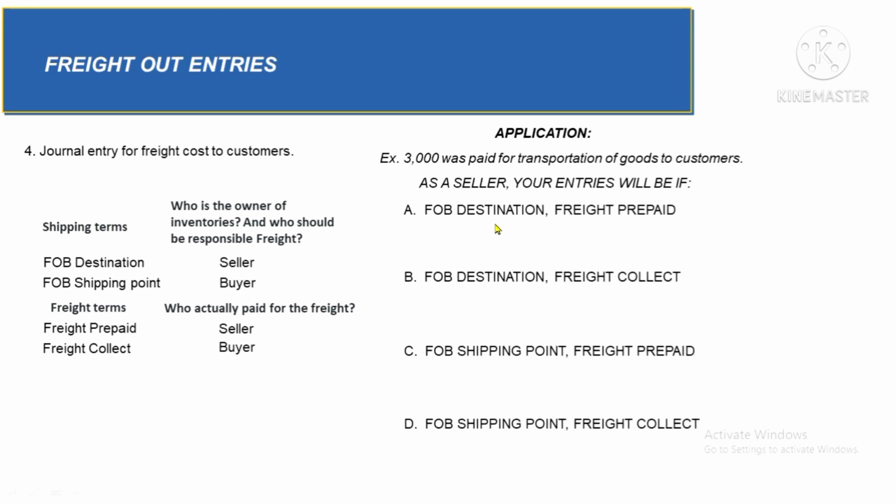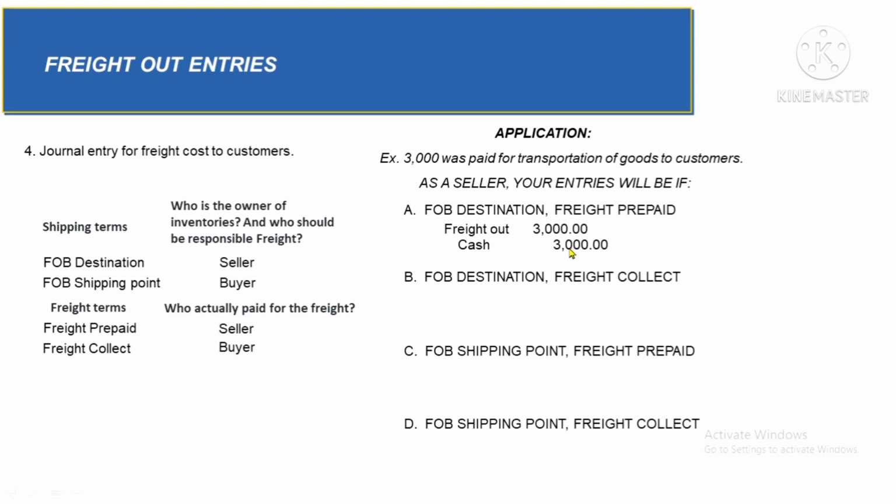The first one is FOB destination freight prepaid, which simply means the ones responsible for the freight is you as the seller, right? And since it's freight prepaid, it also means that you as the seller is also the one who actually paid for the freight. So the entry for this is just debit freight out 3,000 and credit cash 3,000.